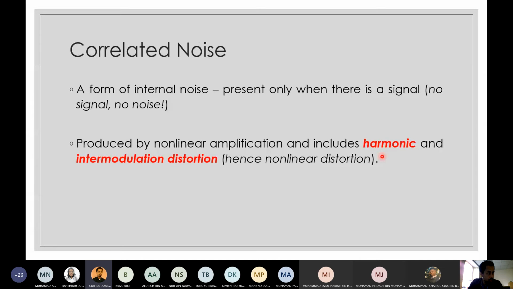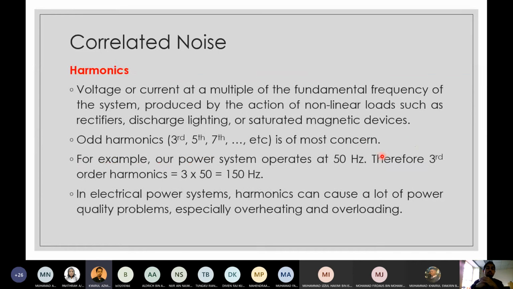So what is harmonics? I think you guys have already learned it. If not in depth, you must have already covered part of it. So harmonic is when we have a multiple of the fundamental frequency. Kalau macam power system kita kan, our frequency is at 50 Hz. So multiples of 50, 50, 100, 150, 200, 250 and so on, that is what we call as harmonics.